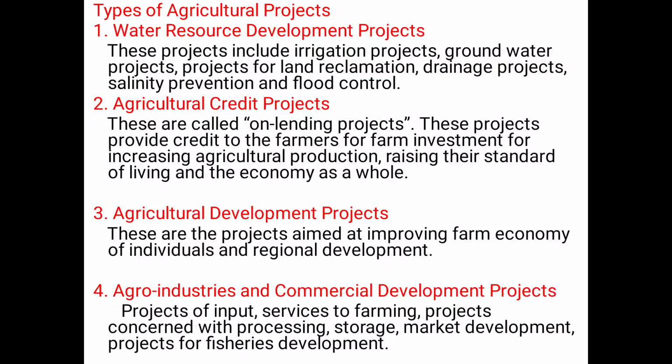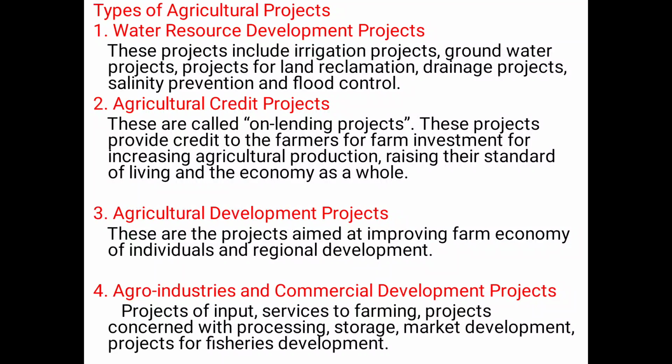For example, financial institutes, commercial banks, cooperative banks, regional rural banks. These provide credit to the farmers for implementing or increasing agricultural activity. These are examples of the agricultural credit project. Commercial banks, cooperative banks, financial institutes can provide credit to the farmers for increasing the returns or increasing the production.